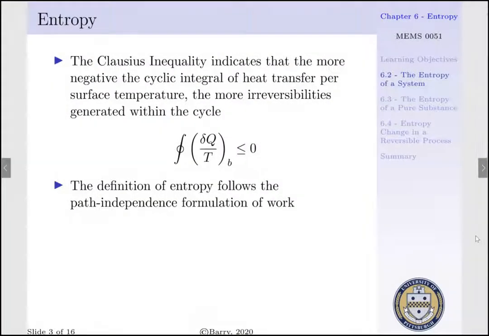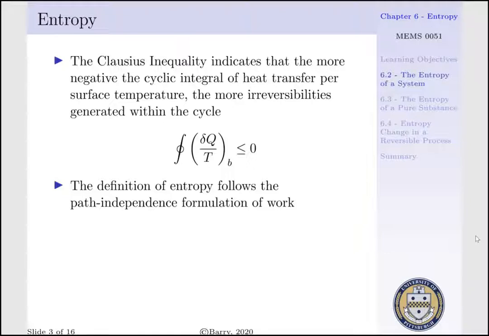Before we talk about entropy, let us revisit the Clausius inequality. The Clausius inequality indicates that the more negative the cyclic integral of our heat transfer per our boundary temperature, the more irreversibilities we have within our system. The Clausius inequality can be stated mathematically as the cyclic integral of delta Q per T, evaluated at our boundary temperature, has to be less than or equal to 0.